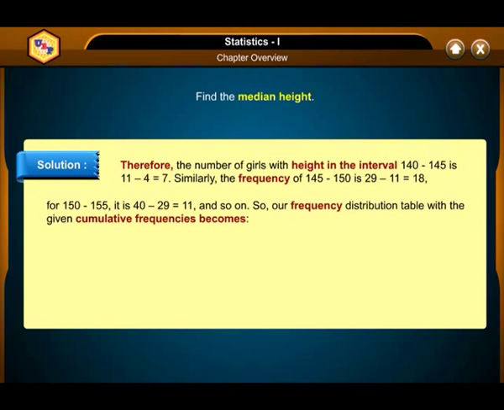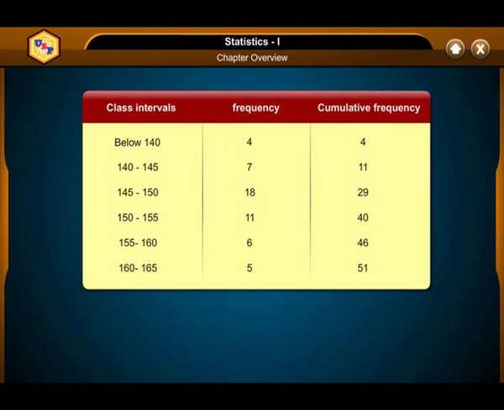So, our frequency distribution table with the given cumulative frequency becomes: class intervals, frequency, cumulative frequency. Below 140, 4, 4. 140 to 145, 7, 11. 145 to 150, 18, 29. 150 to 155, 11, 40. 155 to 160, 6, 46. 160 to 165, 5, 51.